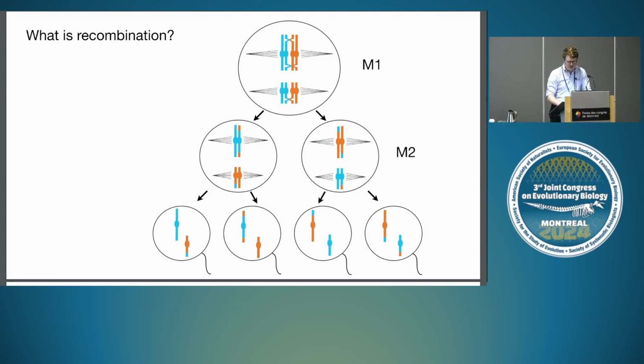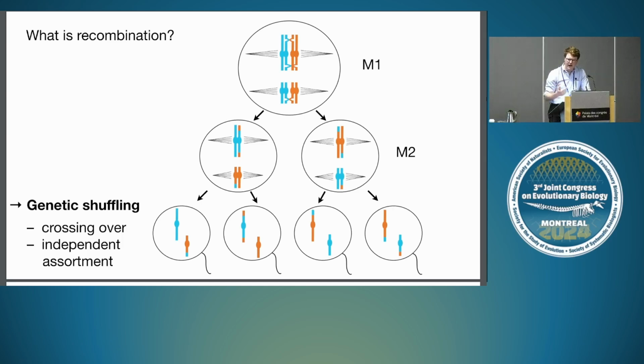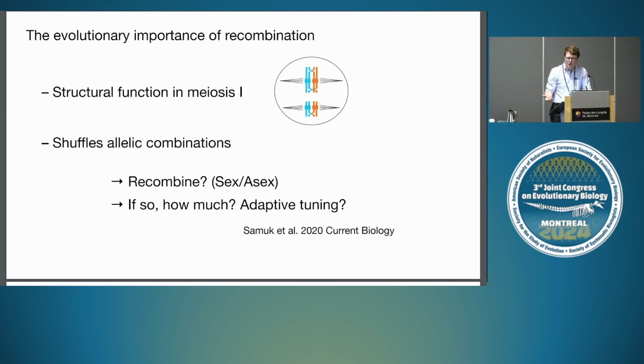There's then a second meiotic division to produce gametes. And maternal and paternal alleles are shuffled in those gametes. They're recombined. This recombination happens along chromosomes because of crossovers, and it happens between chromosomes because of independent assortment of chromosomes, Mendel's second law. And recombination is important for a lot of reasons. It serves a structural function in meiosis 1 with crossovers tethering homologs. This is required by most, though not all, species for proper segregation of the homologs.